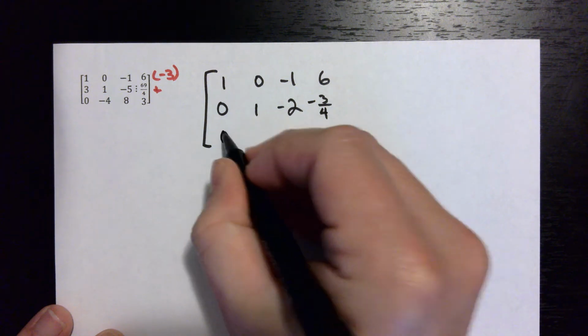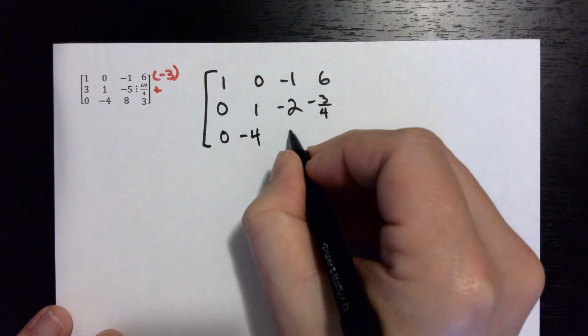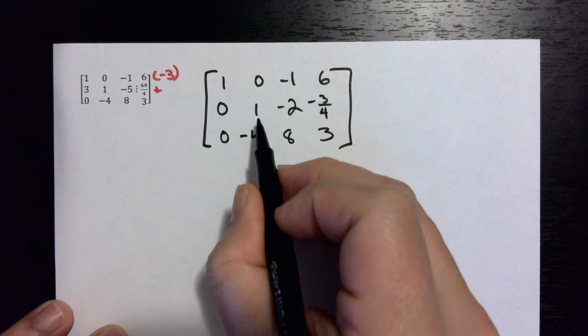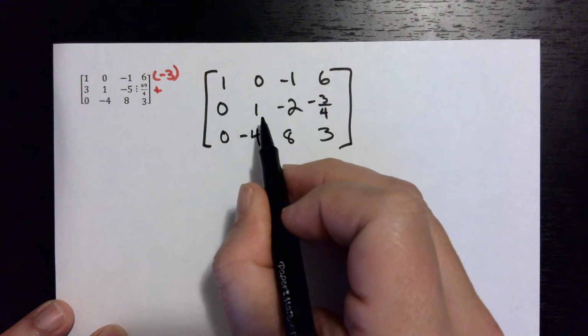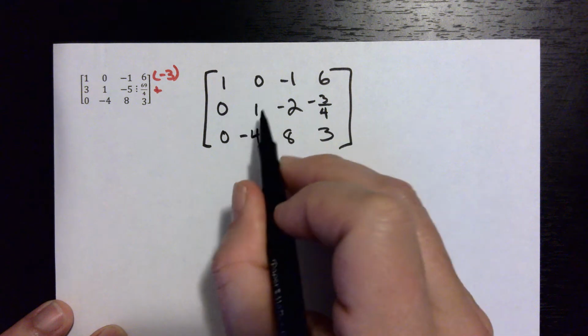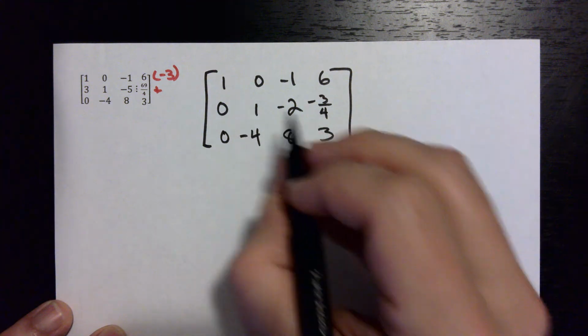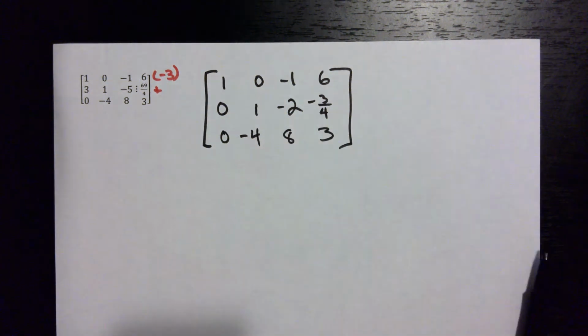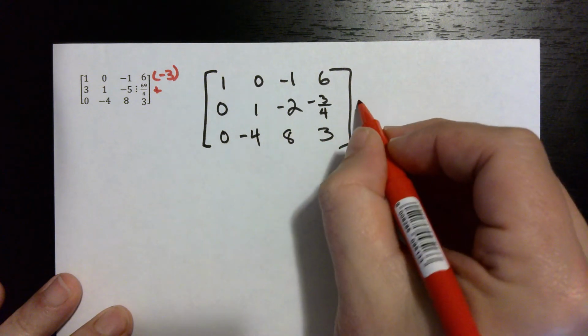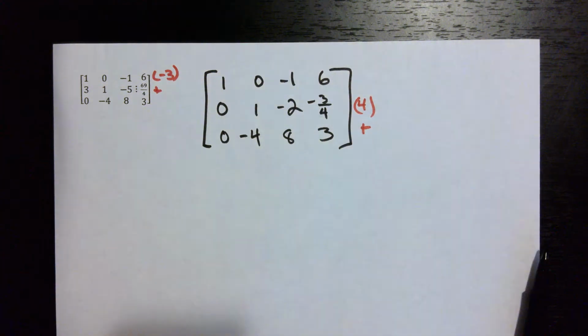Okay, and then we get 0, -4, 8, 3. The next step is to get a 1 right here, but we already have a 1 right there. If we didn't, we would just multiply by the fraction that would make it turn into a 1. But we're going to use it to cancel out this term here. So what do I multiply 1 by to get the opposite of -4? That's going to be a 4, and I'll add it there.